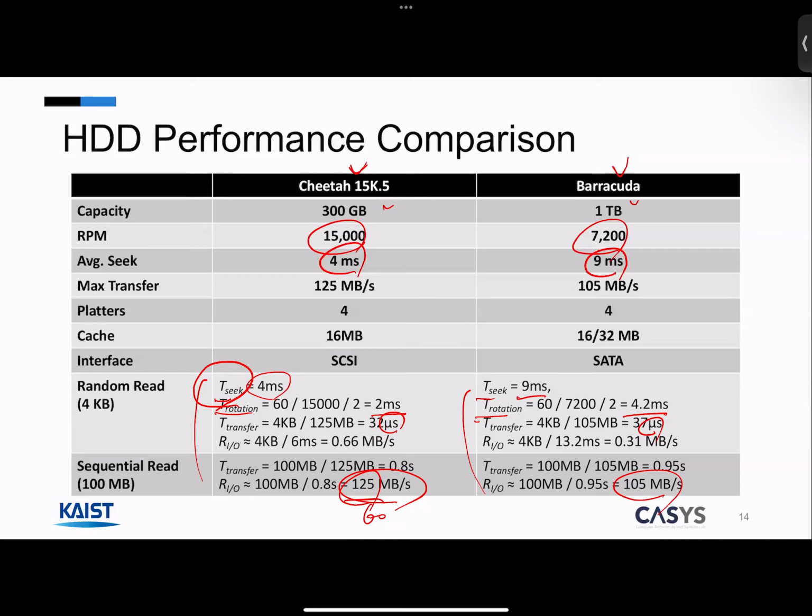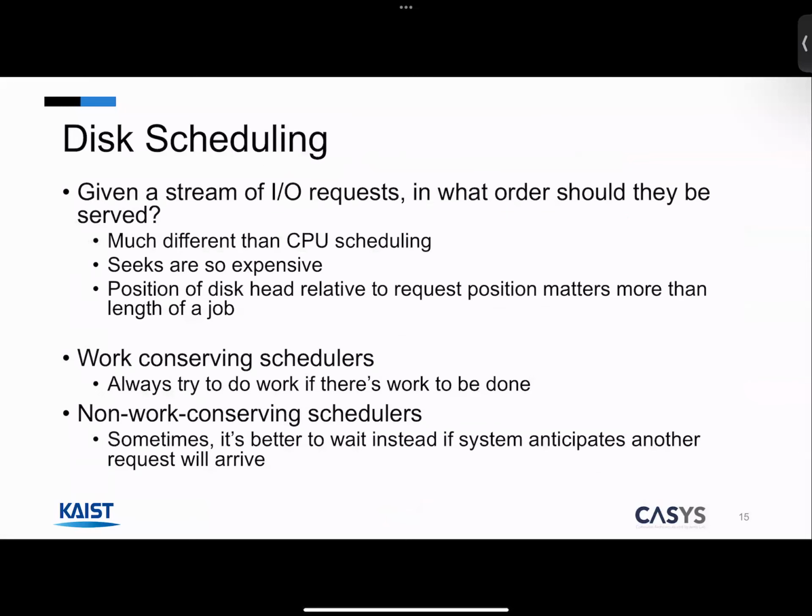Again, in the LBA-based scheme, the operating system does not know the geometry. When you are issuing some kind of random IO, your arm is moving a lot for seeking, which makes data transfer much slower because you have many seeks. So when you issue the IO requests, the device internally schedules these block requests to minimize seek time. So the device internally orders the disk operations.